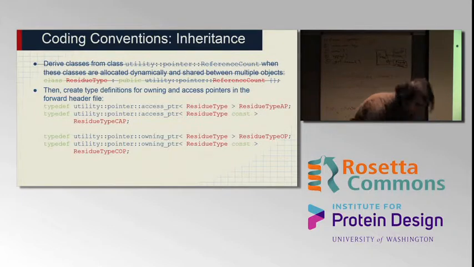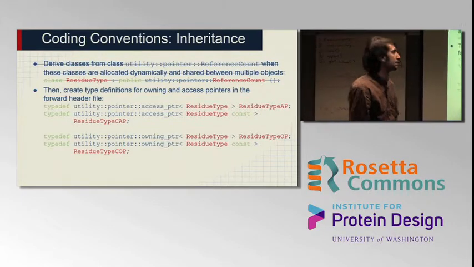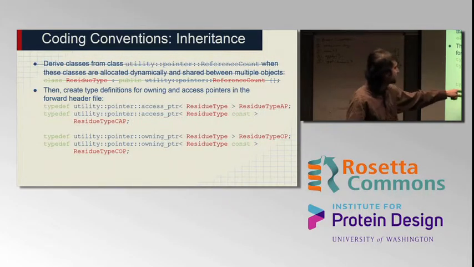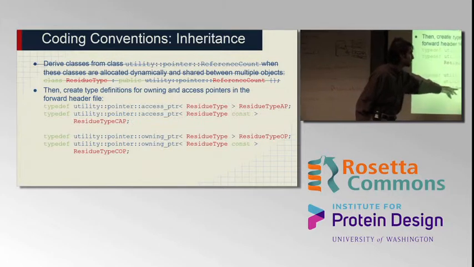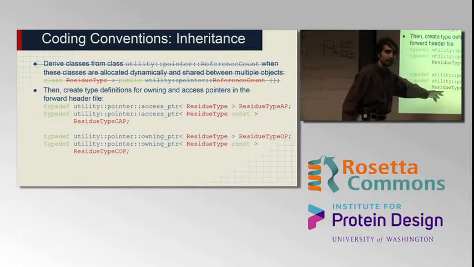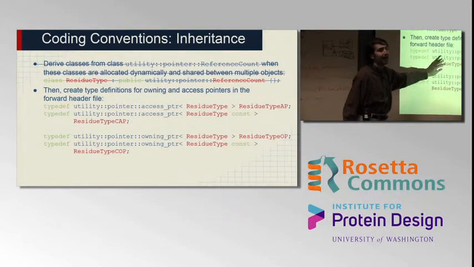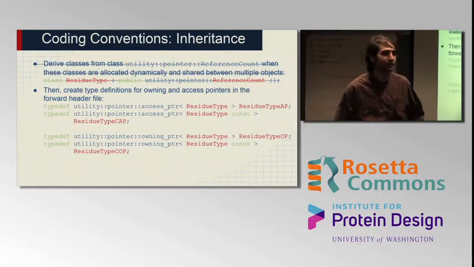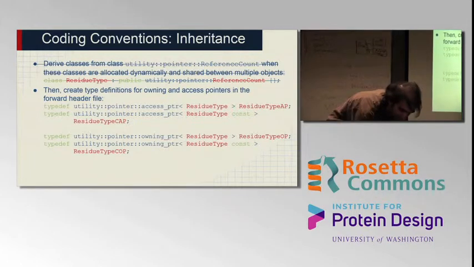This is no longer necessary. It was necessary when we had our old system of owning pointers. But you should define at least owning pointers for your class in the forward.hh file, and possibly access pointers as well. We didn't really talk much about access pointers. They're not used all that frequently, but we can talk about them later if you like.